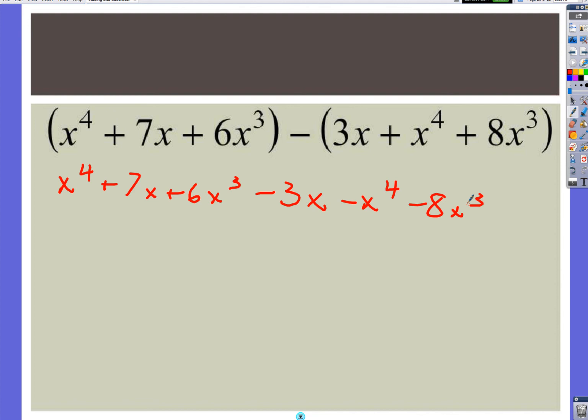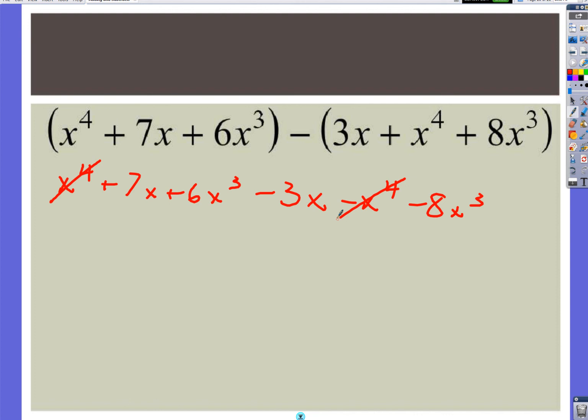This is a nice problem to juxtapose with the one right before. When I go looking for the biggest exponent, what's the biggest exponent? The 4, right? And when I combine those, they're both x's. So x to the 4th minus x to the 4th. Juxtapose means compare and contrast. The last time, they were both negative.